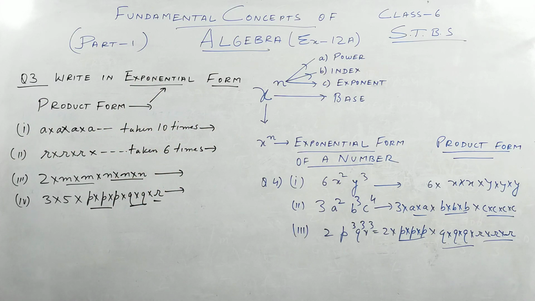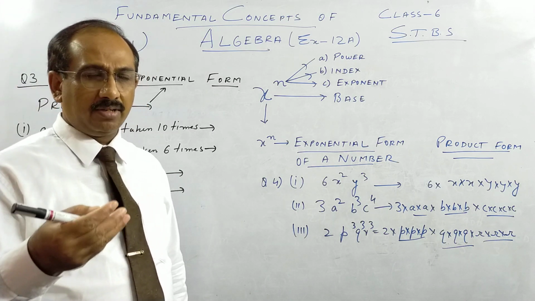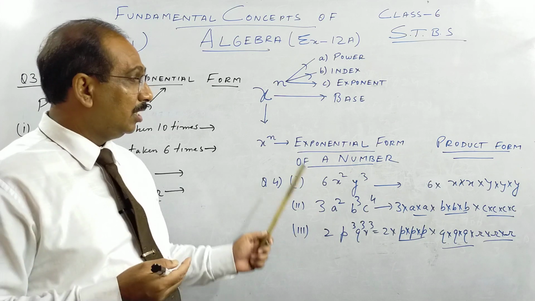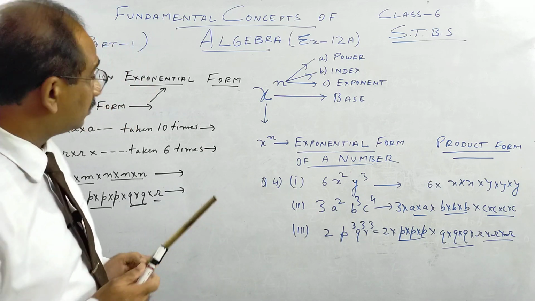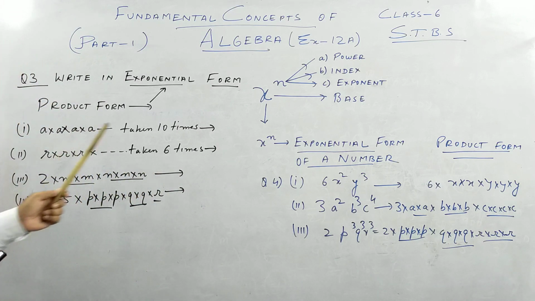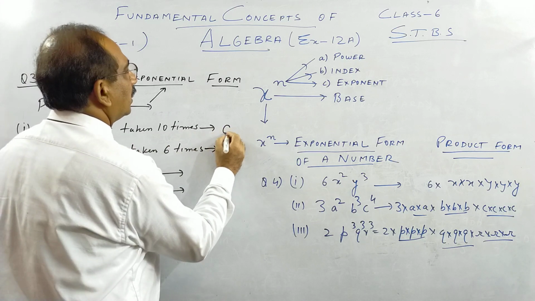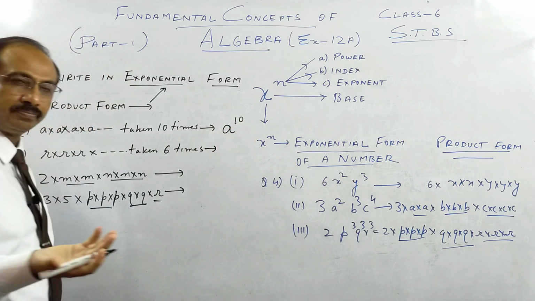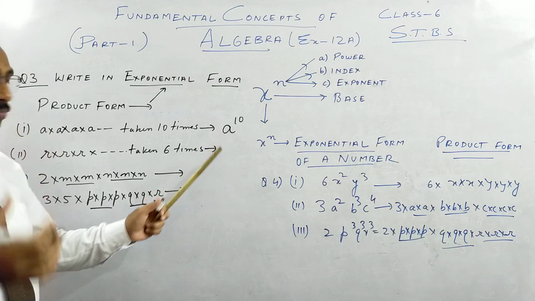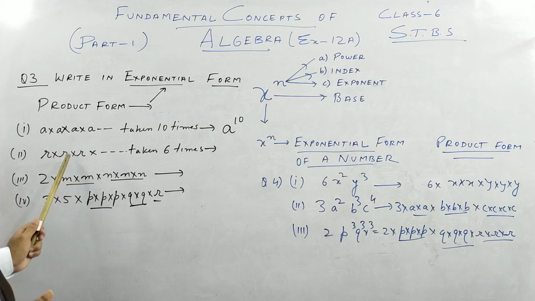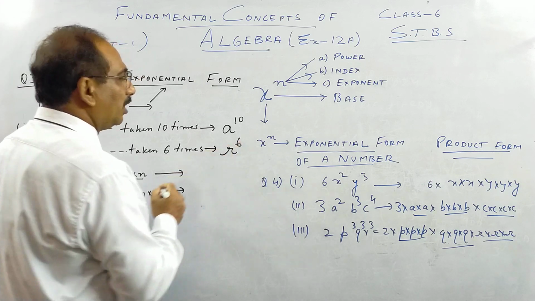So exponential form, as I will tell you and you will study in class 7 and higher classes, has a huge application in physics. So a lot of applications in physics. Here exponential forms are smaller, you will see. A 10 times, so it is a to the power 10. Such a big thing becomes condensed, it becomes smaller. R into R taken 6 times, so it is r to the power 6.